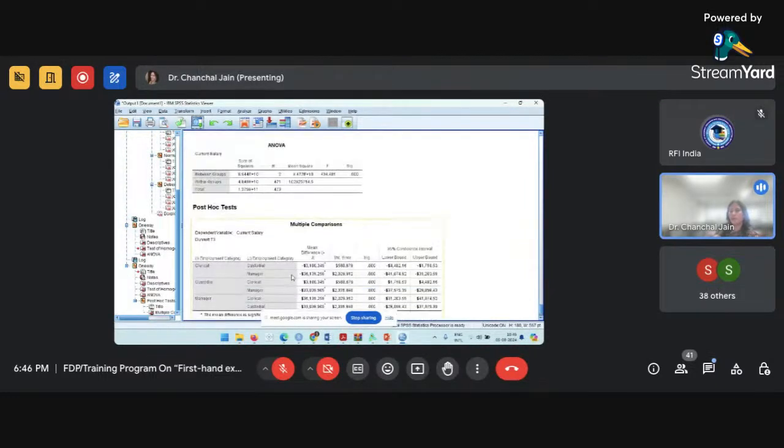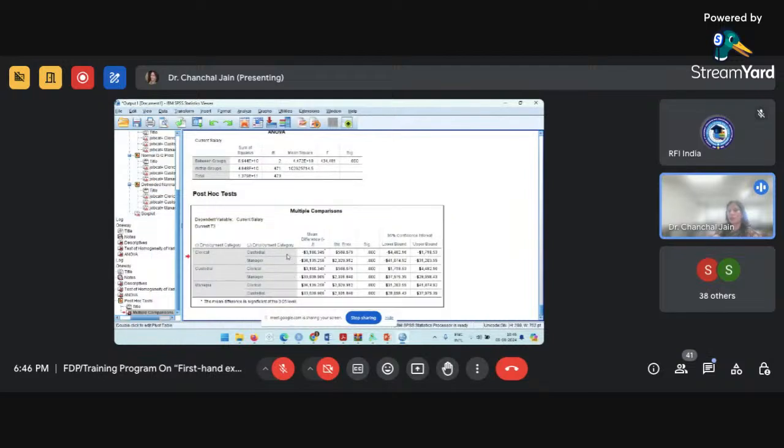You can press continue, click on the OK button, and in the output this time you will get one extra table named multiple comparisons post-hoc test. Is it okay? Right, so now you need to see that all three categories are listed at the extreme left. Then the comparison is in the next column. So clerical is compared with custodial, clerical is compared with manager. Then similarly, custodial is compared with the remaining two, and manager is compared with the remaining two. So it is showing the comparison of all the possibilities.